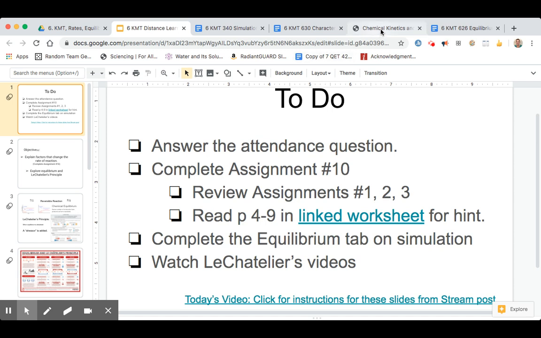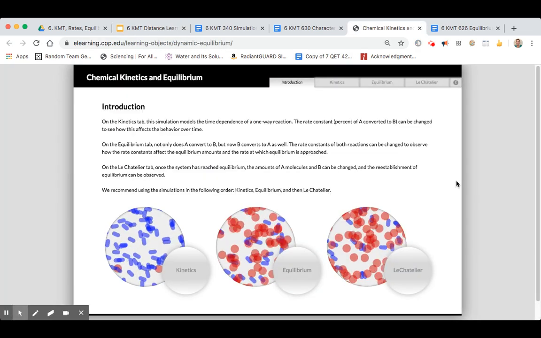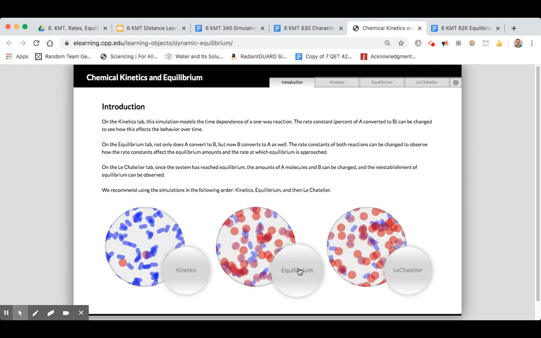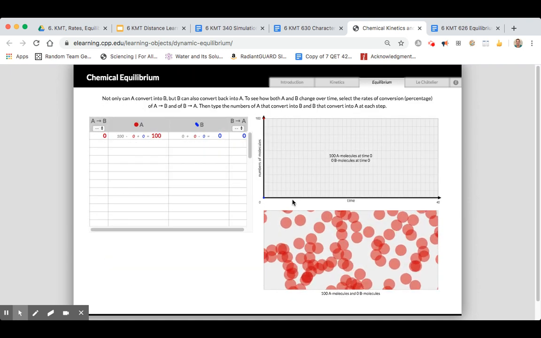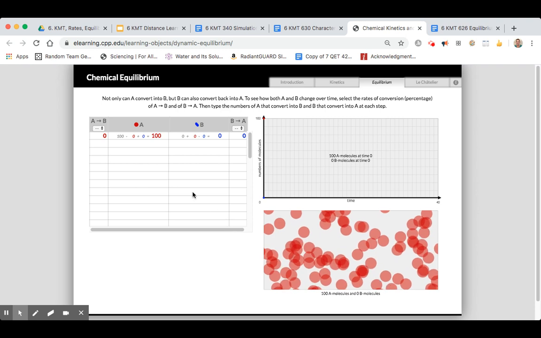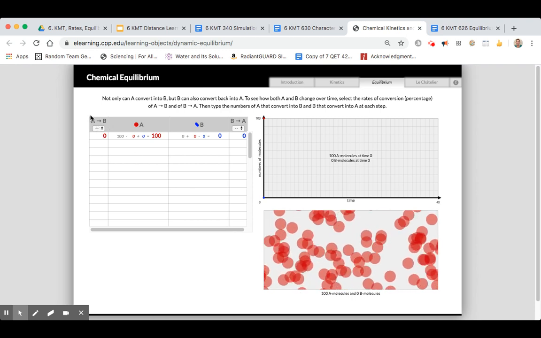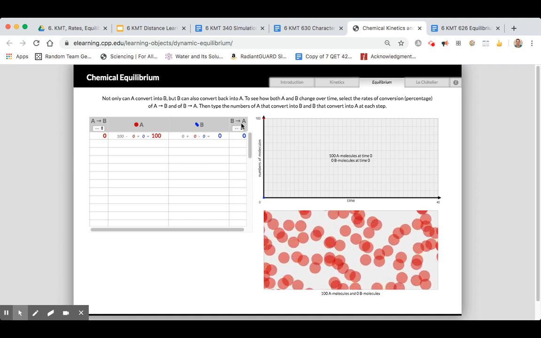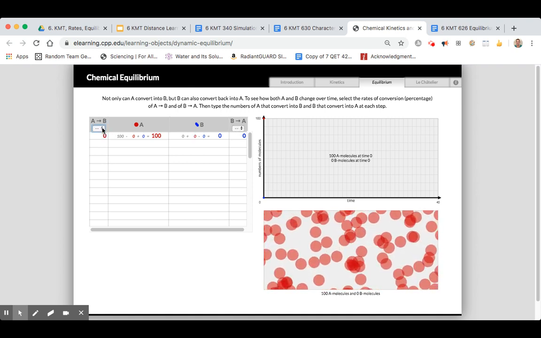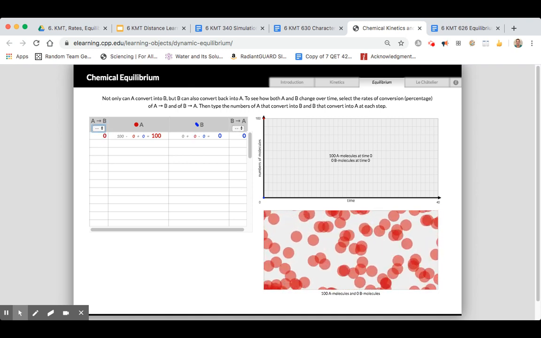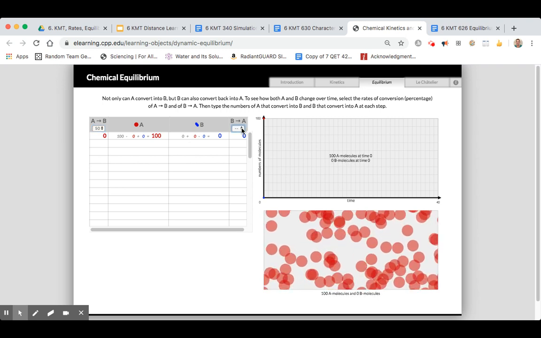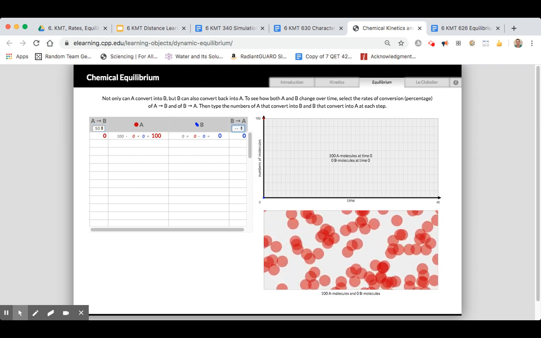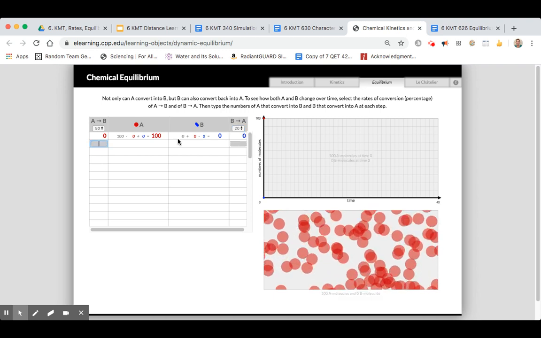So we had worked on this simulation once before. It looked just like this, but this time we're going to work on equilibrium. So I'm going to click that tab and I'm going to go to this. It looks very familiar. But this time there's a spot for A turning into B, but also B turning into A. So I'm going to go ahead. I'm going to just pick 50%. And for the other one, let's say I pick 20%.